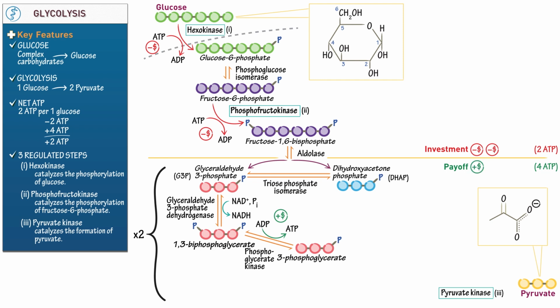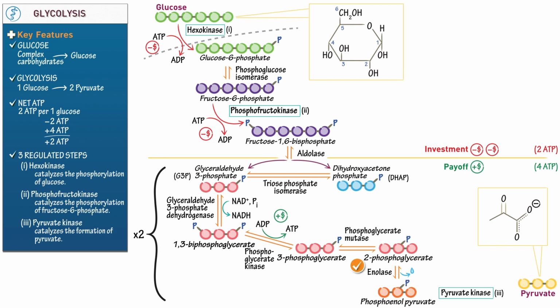Next, show that 3-phosphoglycerate is isomerized to 2-phosphoglycerate by phosphoglycerate mutase. Then show that 2-phosphoglycerate is dehydrated to phosphoenol pyruvate by enolase. The final step of glycolysis is the third regulated step. Show that phosphoenol pyruvate is converted to pyruvate in an irreversible reaction.